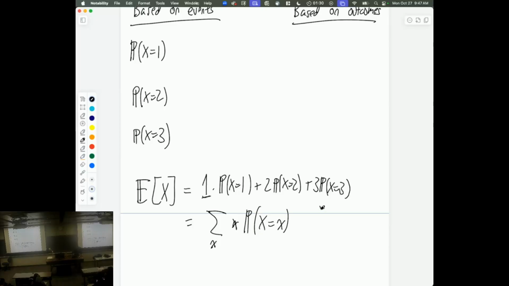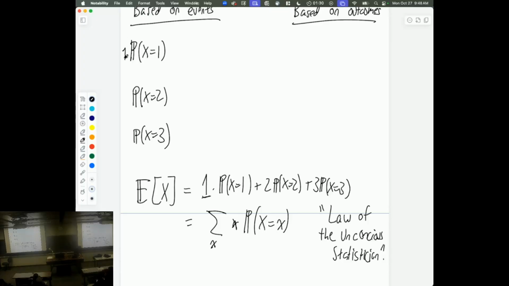Some people call this the law of the unconscious statistician, which I think is very funny. But if you want to Google this thing, that's what it's called. And it says you go over all the possible values and you multiply the probability times the value. So you're doing a weighted average of these 3 values.